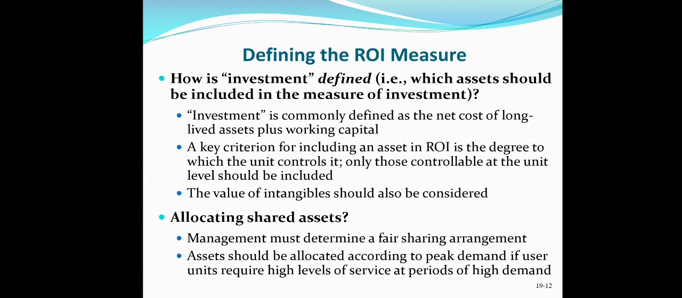Defining the ROI measure. Okay, how is investment defined? Which assets should be included in the measure of investment? See the first point here. Investment is commonly defined as the net cost of long-lived assets plus working capital. A key criterion for including an asset in ROI is the degree to which the unit controls it. Only those controllable at the unit level should be included. The value of intangibles also has to be considered.